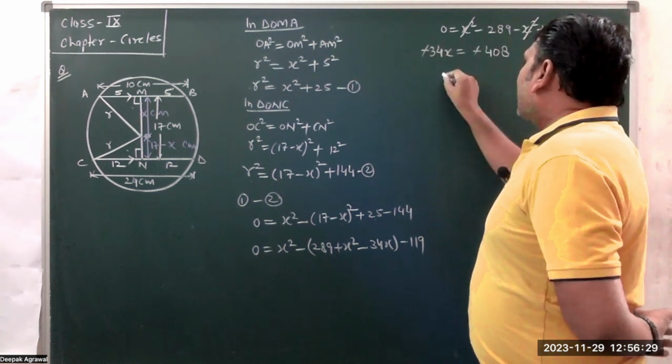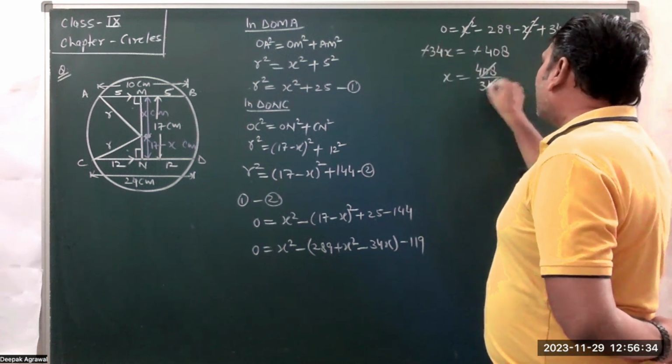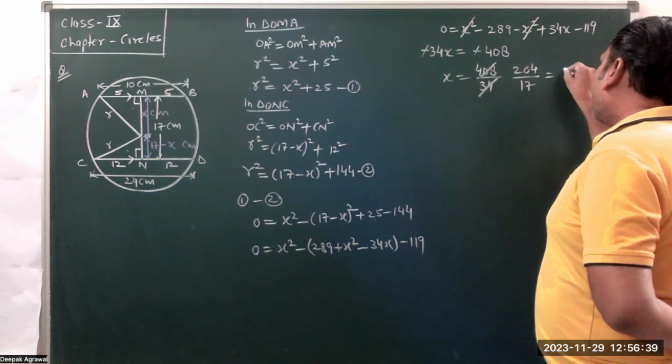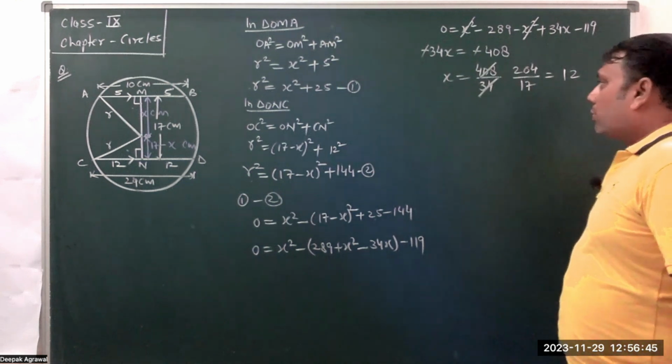So minus and minus get cancelled. X is equals to 408 divided by 34. Can be cancelled by 2. So 204 upon 17 can further be cancelled. 17 ones are 17, 17 twos are 34. So we are getting x as 12.